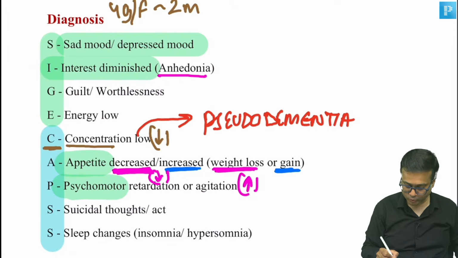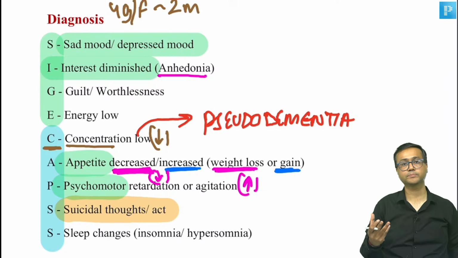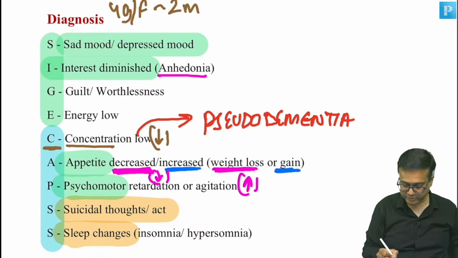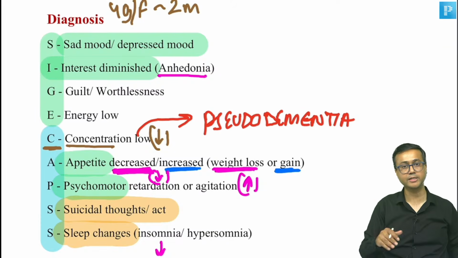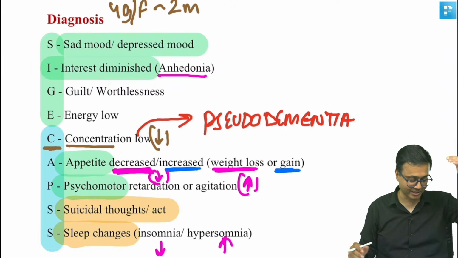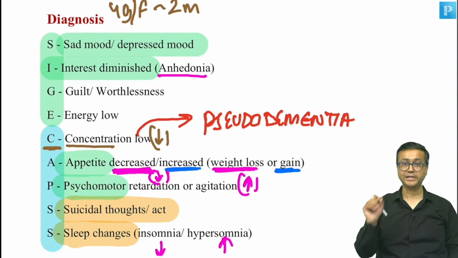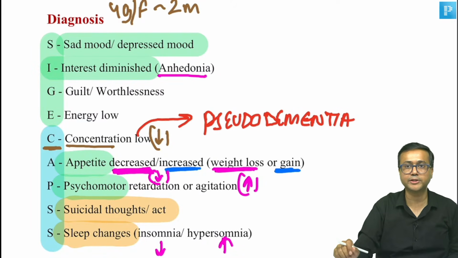Then next is 2S, beta. One is suicidal thoughts, acts can occur in the person. There may be history of suicidal attempt also, and sleep changes can also occur. Again, sleep changes, beta: there can be insomnia, decreased sleep, and some patients may even report hypersomnia. I am sleeping a lot. So these are the symptoms of depression. Are all these symptoms, beta, clear to everyone?